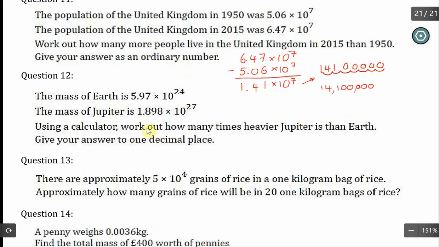Question 12. The mass of Earth is this. The mass of Jupiter is this. Using a calculator, work out how many times heavier Jupiter is than Earth. So we're told how many times. It's going to be a division question. So we're going to divide the larger Jupiter by the smaller. And we can just use our calculators for this.